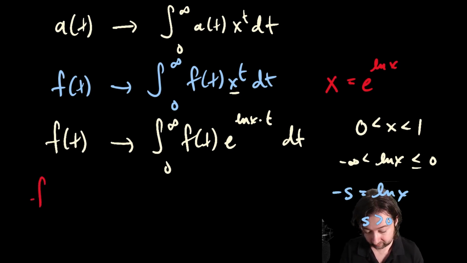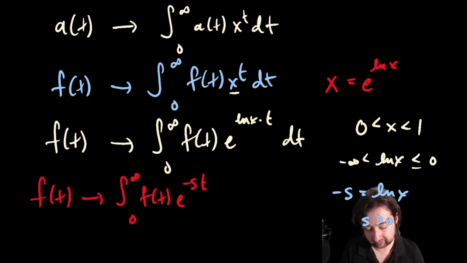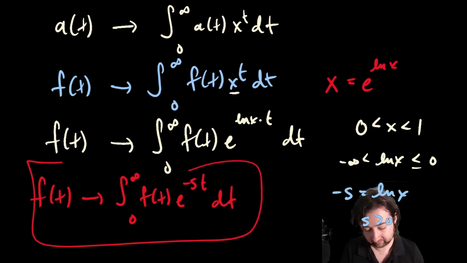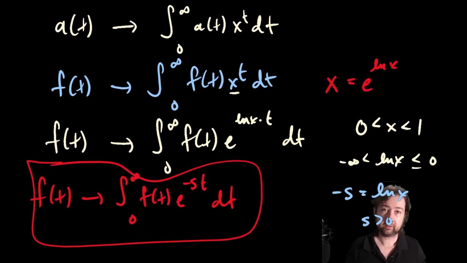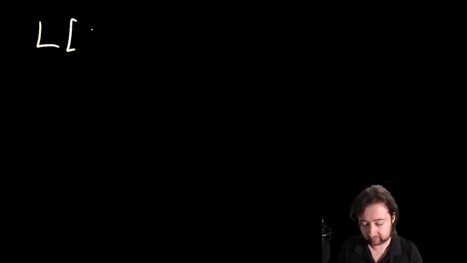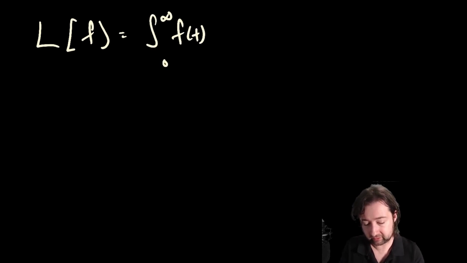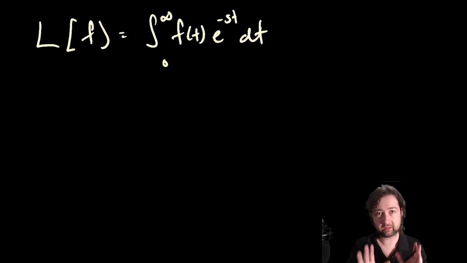This is the transform. F of t is the transformation, the integral from 0 to infinity of f of t e to the minus st dt. And that right there, that's the Laplace transform. So the Laplace transform is just the continuous version of a power series. If we let the coefficients of a power series become a continuous function, it's the Laplace transform. L of f is equal to the integral from 0 to infinity of f of t e to the minus st dt. Just like a power series.